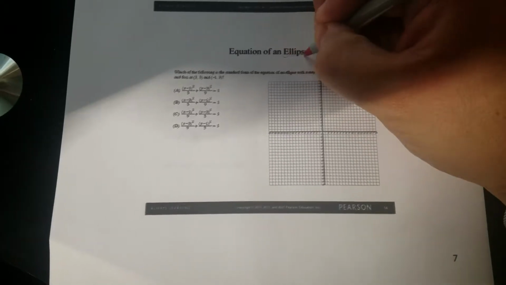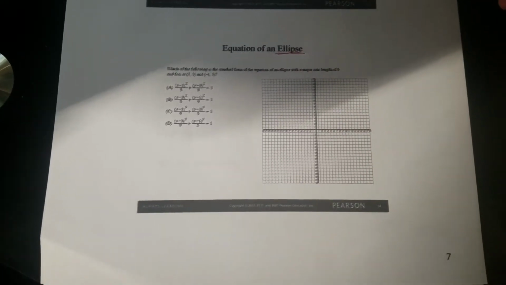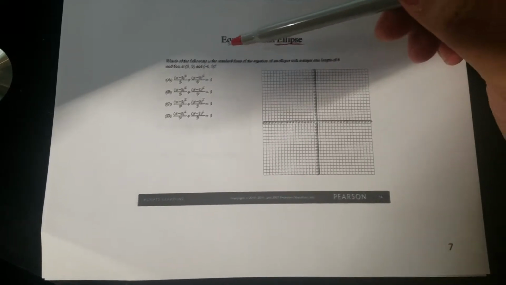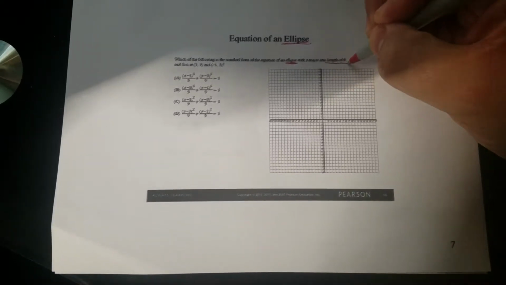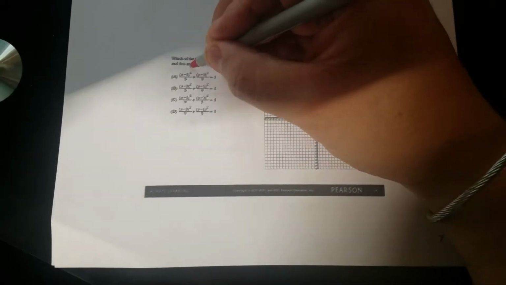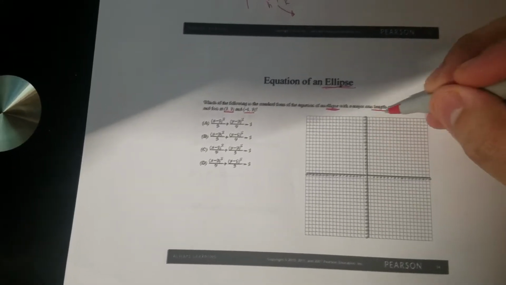So, this one is an equation for an ellipse. Here they pretty much tell you, I know this is very blurry, which of the following standard form equations of an ellipse. They straight up tell you it's an ellipse, with a major axis length of 6 and foci at 3, 3 and negative 1, 3. Okay, so I went ahead and just gave you guys the graph. They tell me the major axis length is 6.